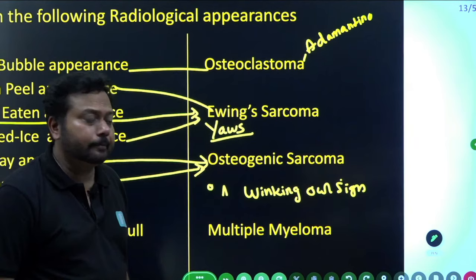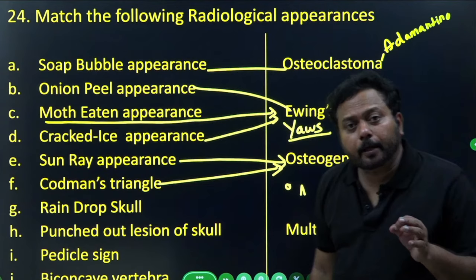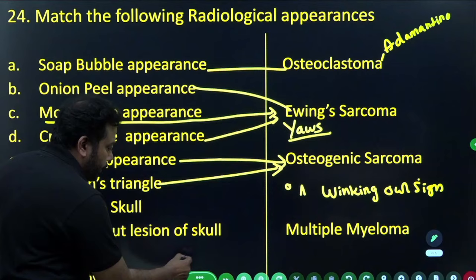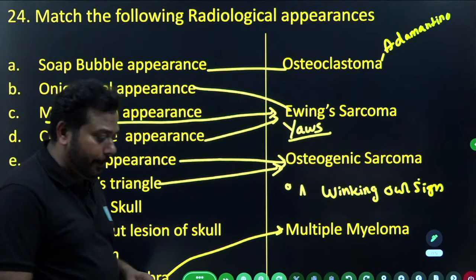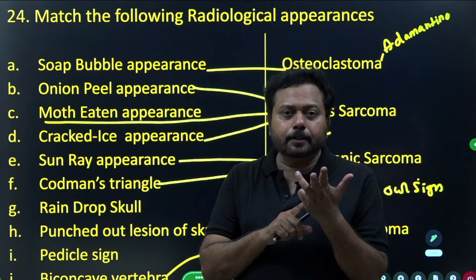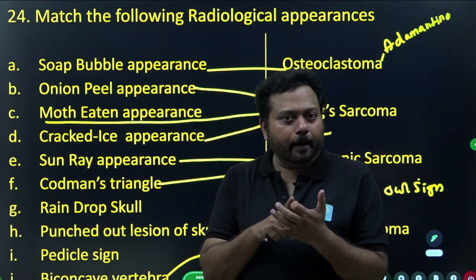Then biconcave vertebra, otherwise called codfish vertebra. The diagnosis is multiple myeloma. So in multiple myeloma, I repeat, dear friends, what X-ray findings can you expect? Multiple punched out lesions, raindrop skull, pedicle sign, biconcave vertebra. Okay, yes.